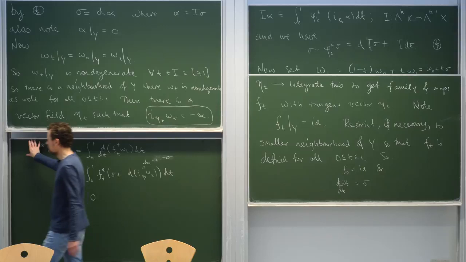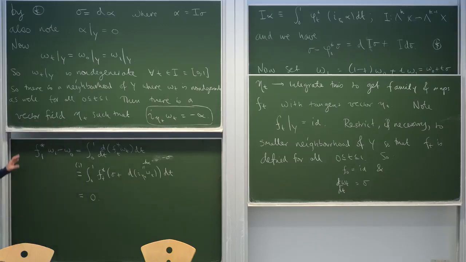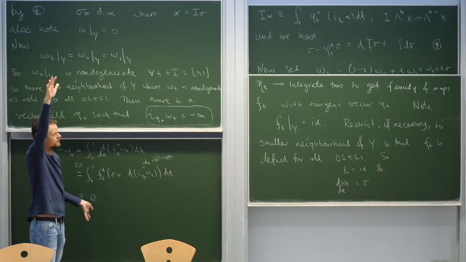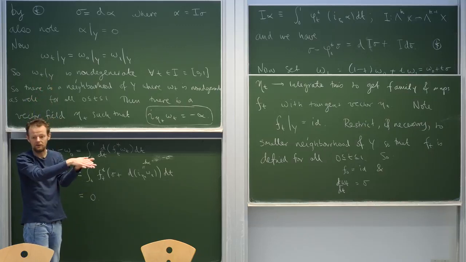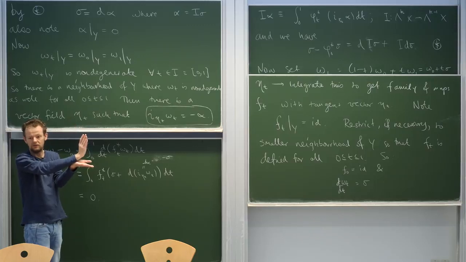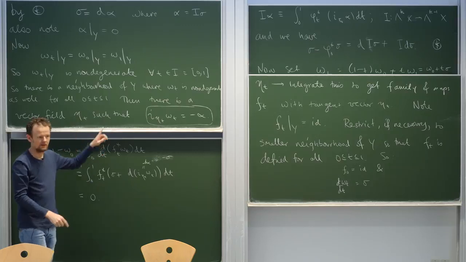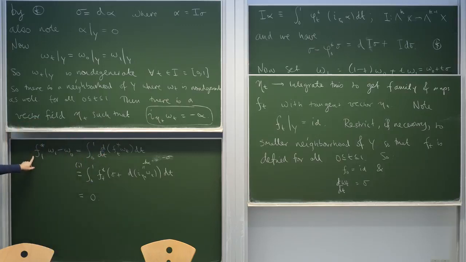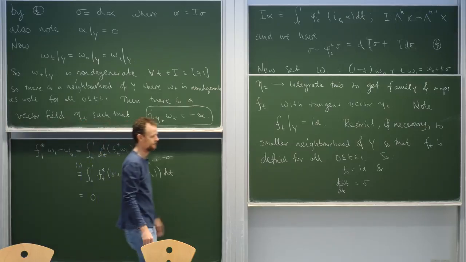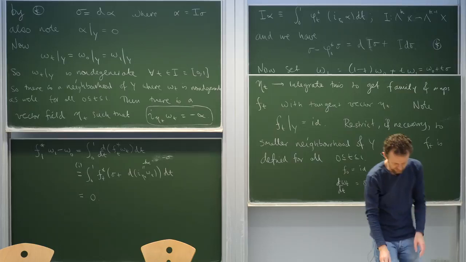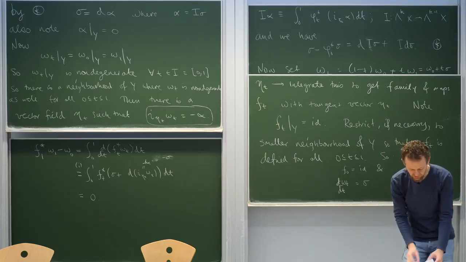So that's the end of the argument. We start with the diffeomorphism which retracts the manifold X onto Y. We use it to get a vector field psi_t. We then use omega_t to build another vector field eta_t, which we integrate to get the diffeomorphism f_t.